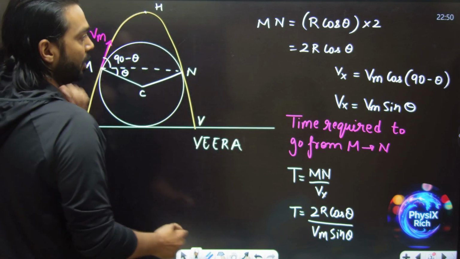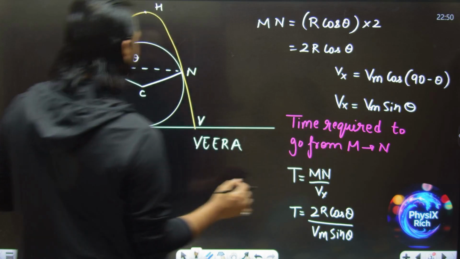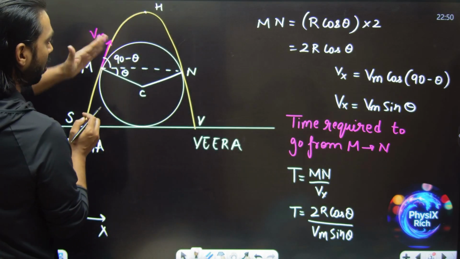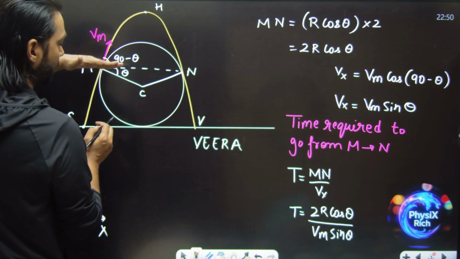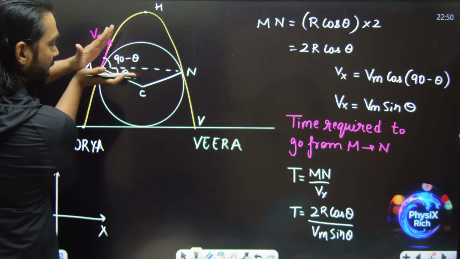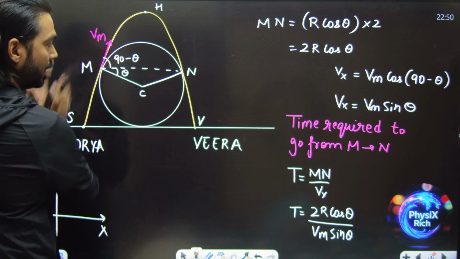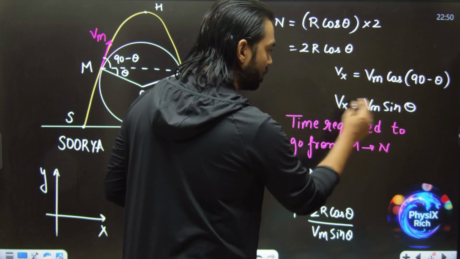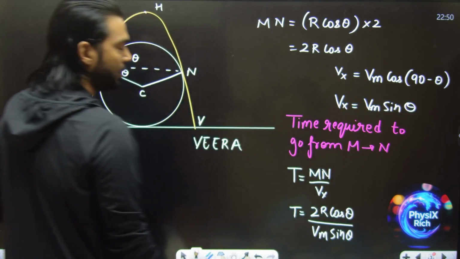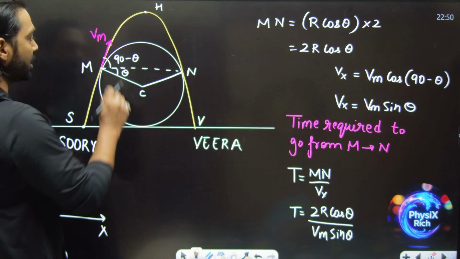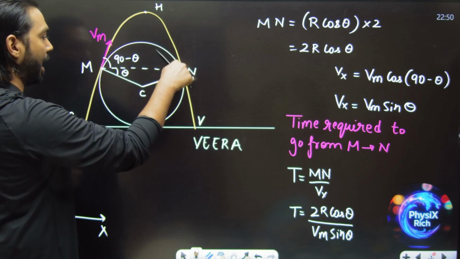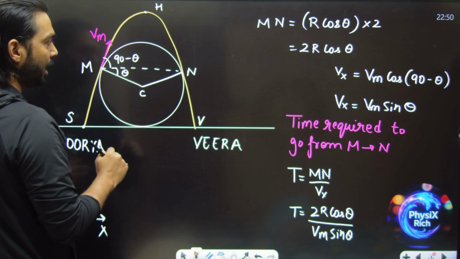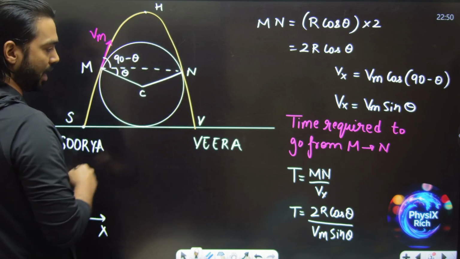Now, Vx is Vm cos of 90 minus theta, because we will take the cos component of Vm over here, as this angle is 90 minus theta. We know that cos of 90 minus theta is sin theta. So Vx becomes simply Vm sin theta. Also, as this apple goes from M to N, we understand that it will take a certain time to do that.